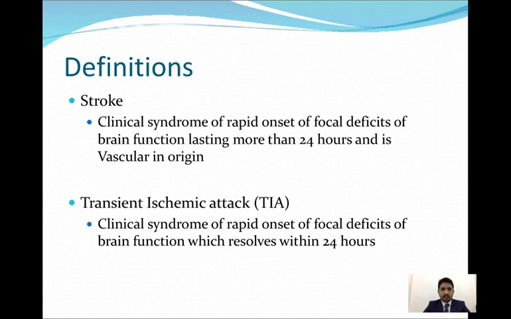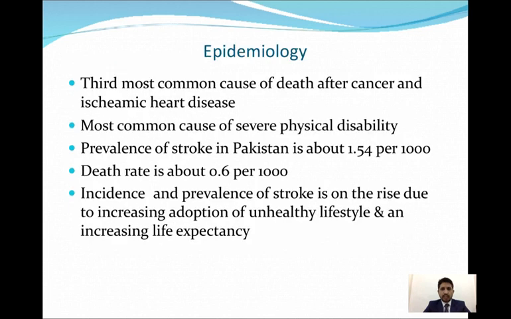Let's talk about the burden of this disease on the society. Stroke is the leading cause of disability worldwide and the third most common cause of death after cancer and ischemic heart disease. The prevalence of stroke in Pakistan is about 1.54 per thousand people. The alarming situation over here is that the incidence and prevalence of stroke is on the rise. It is basically because of unhealthy and sedentary lifestyle along with increasing life expectancy and increase in the incidence and prevalence of diabetes in Asiatic population.